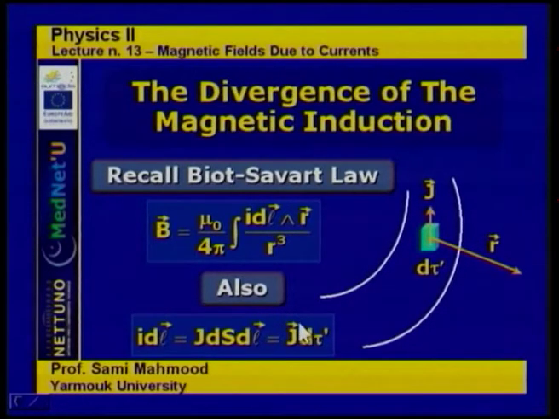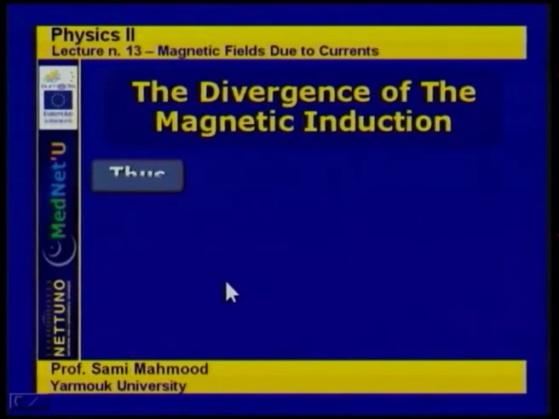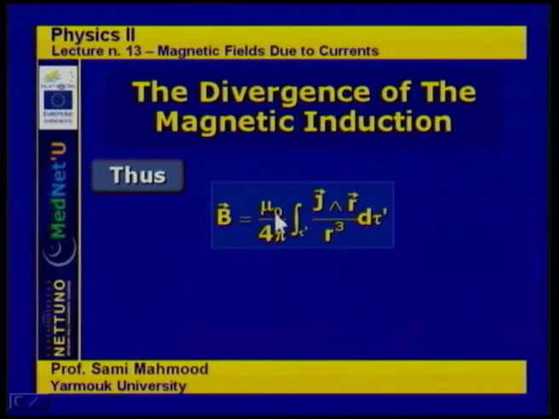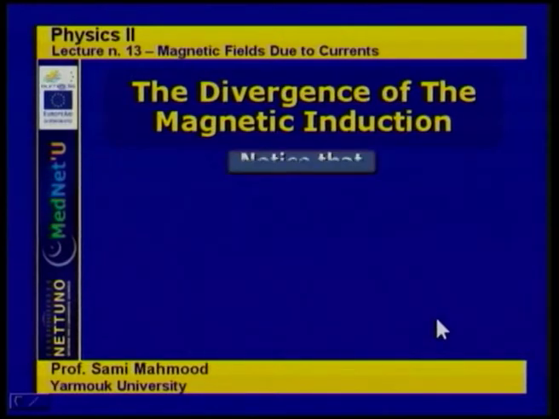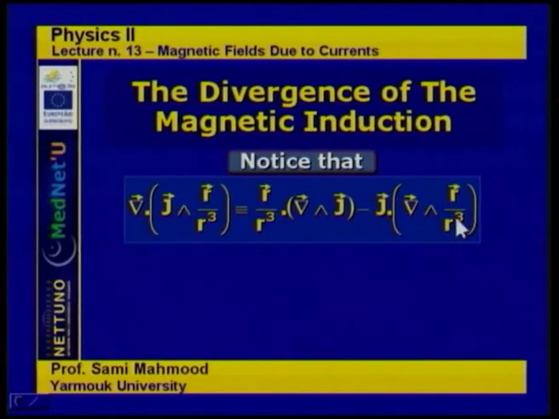And if we move the direction to be carried by the current density J, this is equal to J, the current density, times the volume element. Putting these together, we obtain B is equal to mu naught over 4 pi times J cross R over R cubed integrated over the volume. And now div B is equal to mu naught over 4 pi times the divergence of this quantity in the integrand. And we evaluate this divergence.